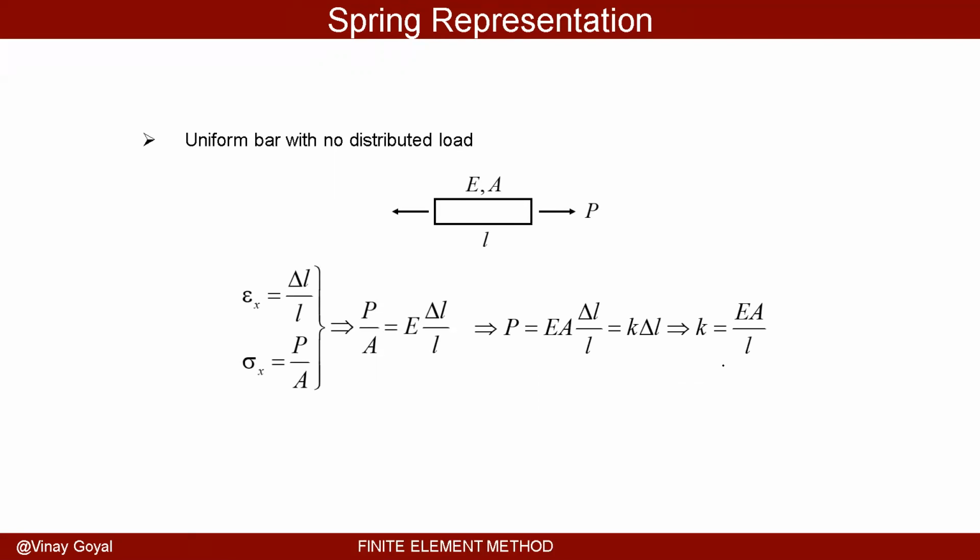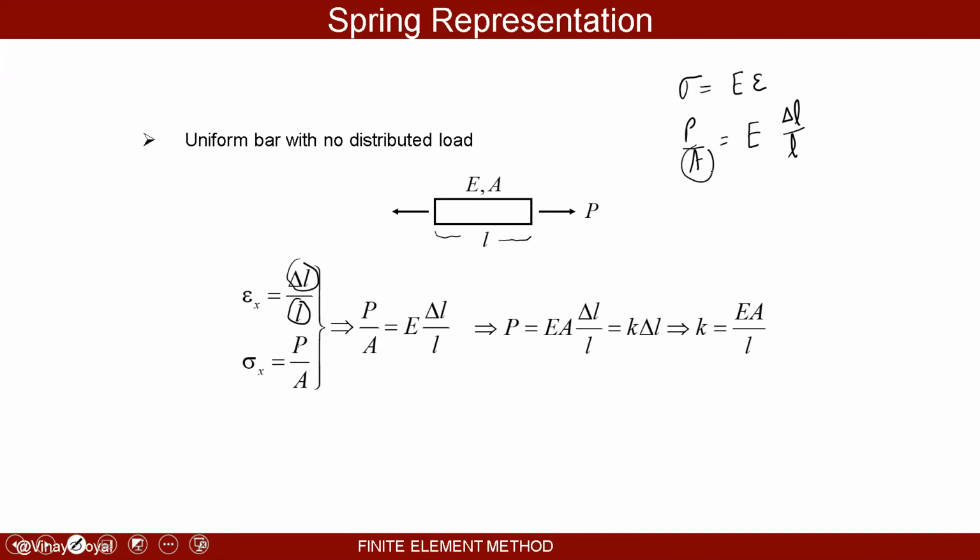So, a uniform bar with a non-distributed load. Say this length here is L. The strain is going to be delta L, the change in length, divided by L. Stress is the force divided by area. But stress equals E times epsilon, and stress is P over A, and epsilon is delta L over L.